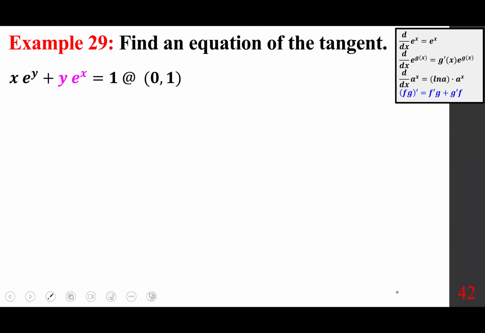Find an equation of a tangent line for x times e to the power of y plus y e to the power of x equals 1 at 0, 1. So we need two things. We need a pair, x comma y is given. We need the slope, and that means differentiation. So we are going to differentiate accordingly.